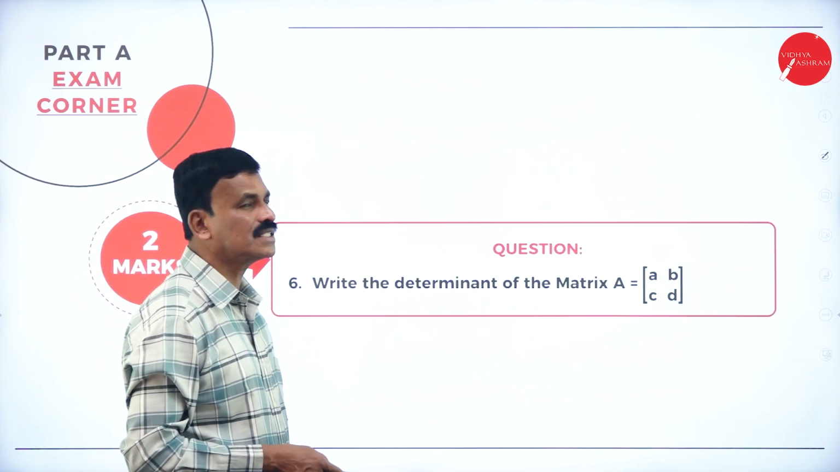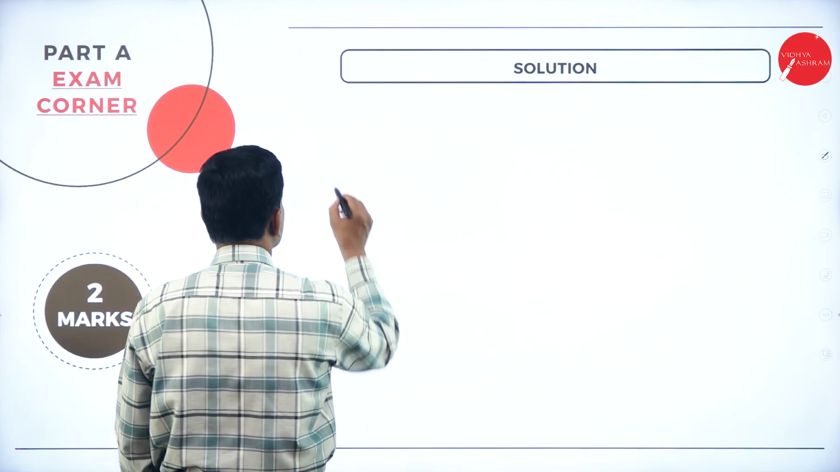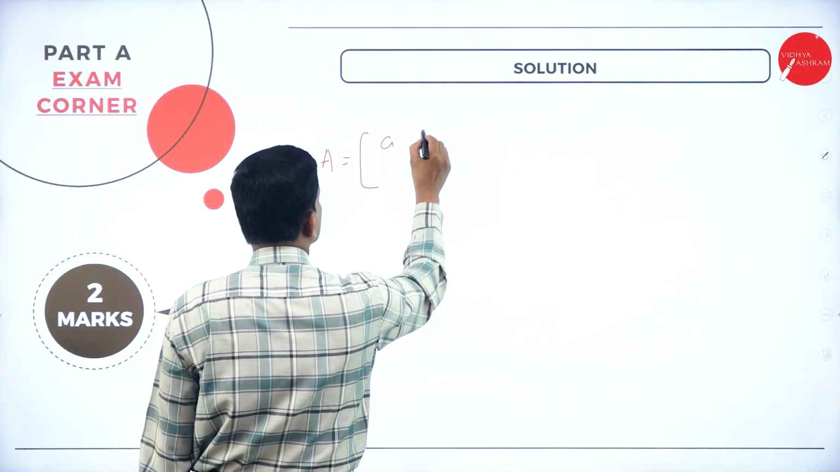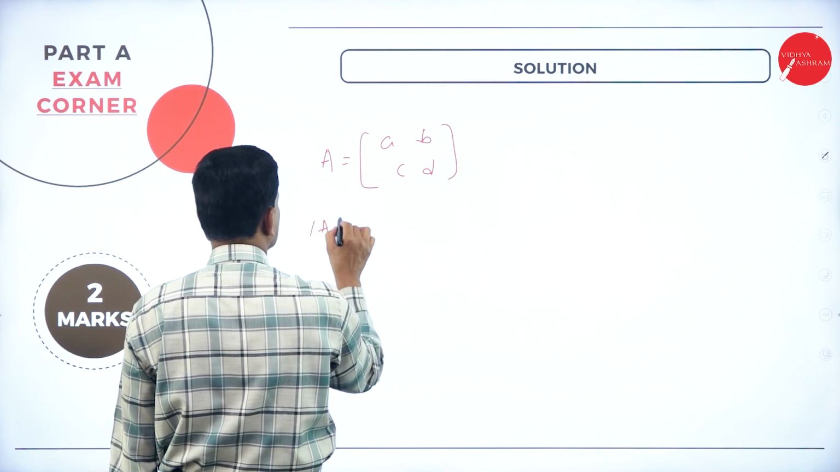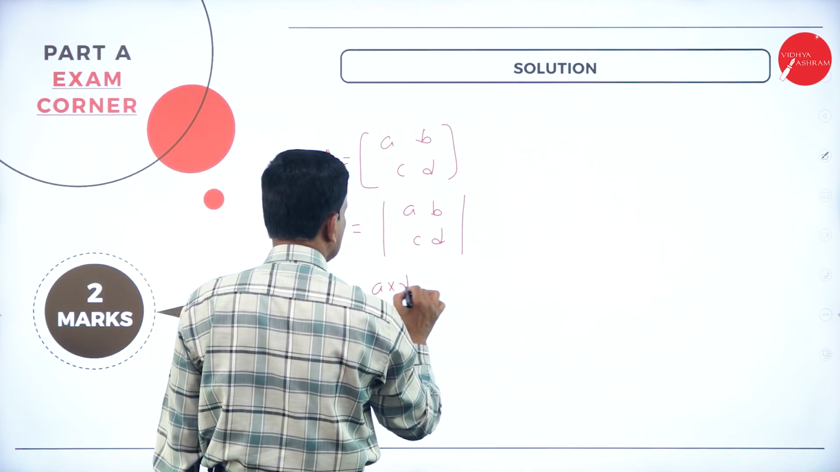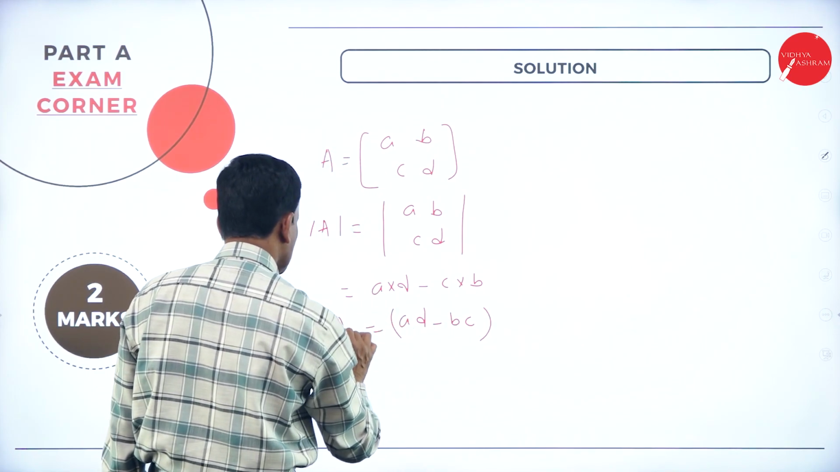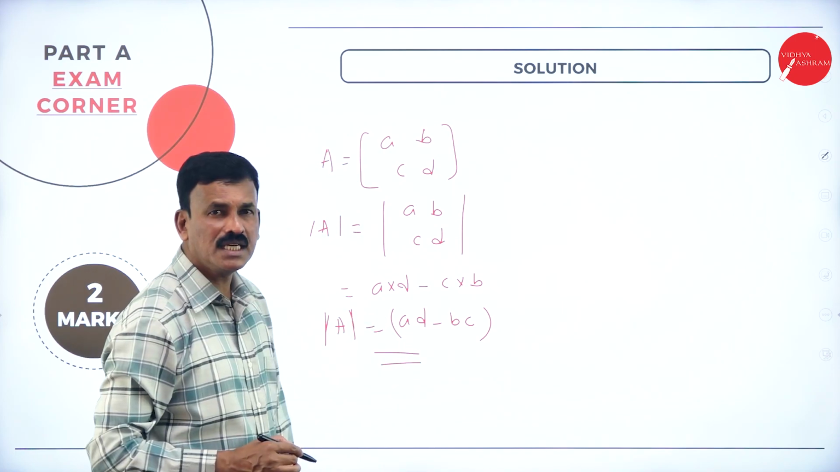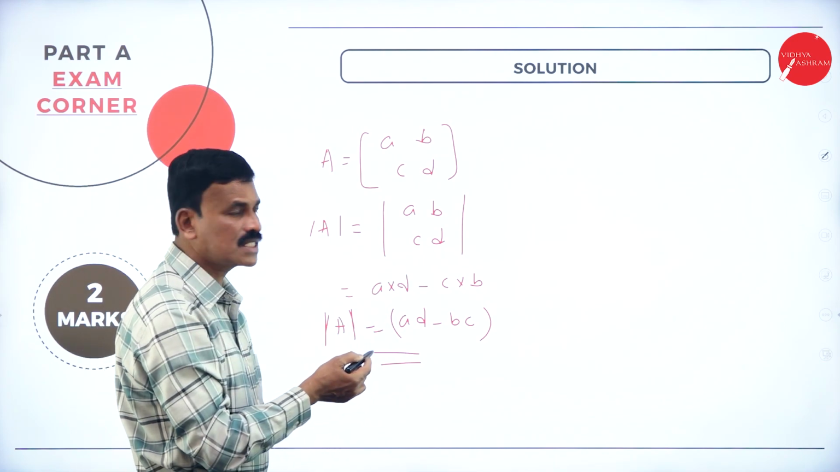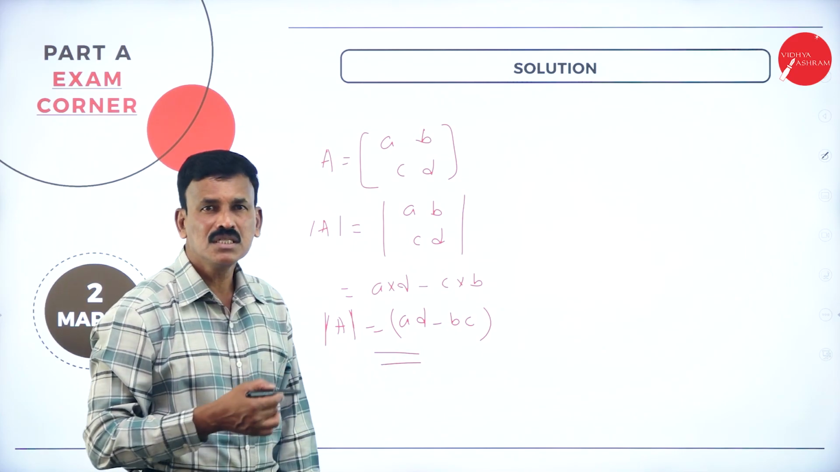Write the determinant of the matrix A is equal to [a, b; c, d]. Very simple problem. Given matrix A is equal to [a, b; c, d]. The determinant of this is obtained by multiplying a into d minus c into b. That is nothing but ad minus bc, the determinant of A. Multiply a into d minus b into c; ad minus bc is the determinant of this matrix.